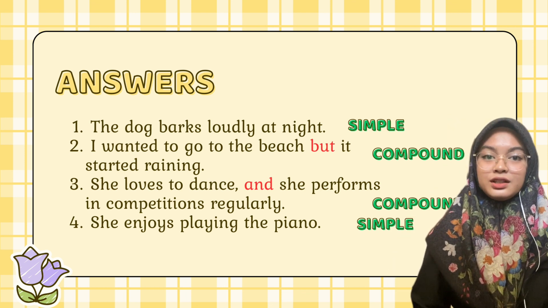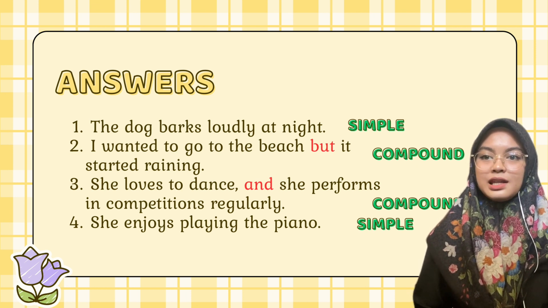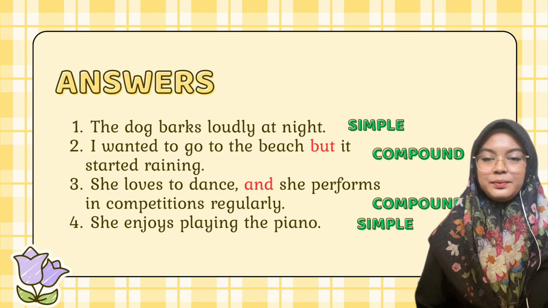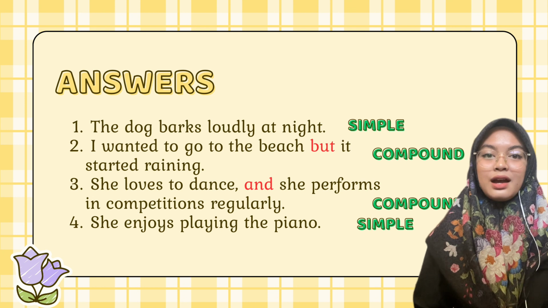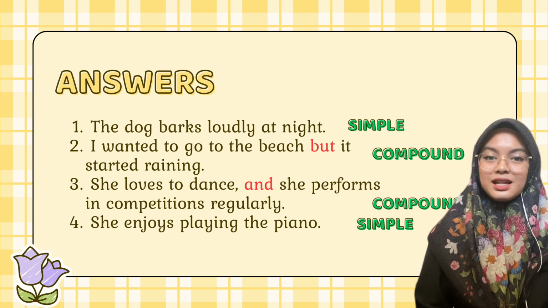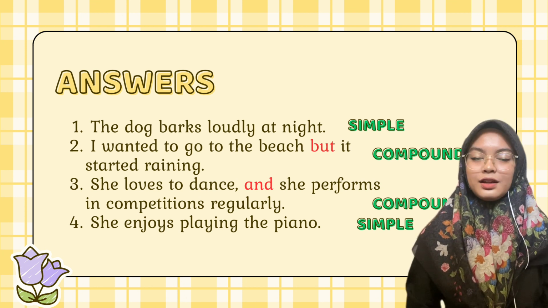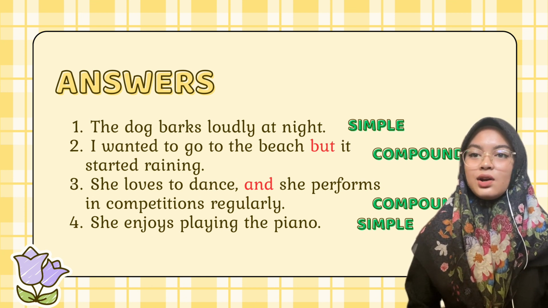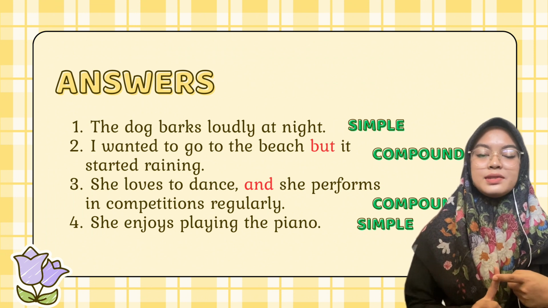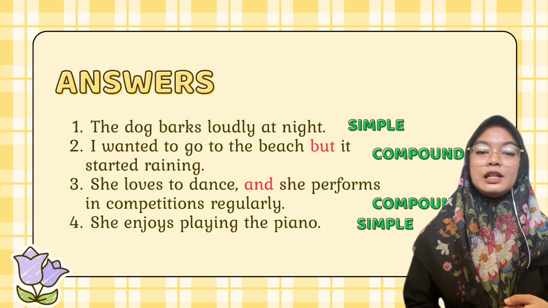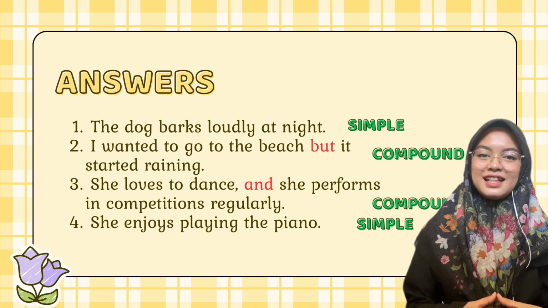Moving on to the third question. She loves to dance and she performs in competitions regularly. We have two clauses and obviously we have the conjunction "and." So the answer is correct, it is a compound sentence. For the last question, she enjoys playing the piano. In this sentence, we can see one subject, one verb, and only one independent clause. So the answer would be simple sentence.